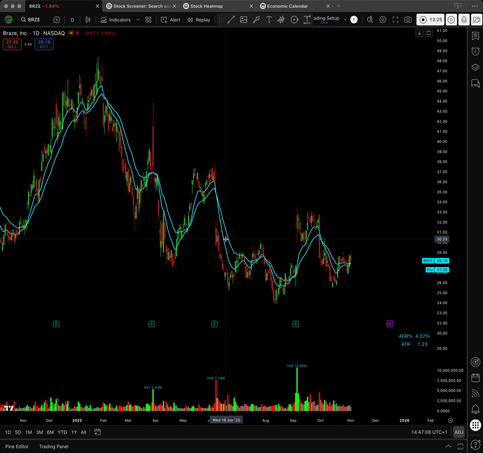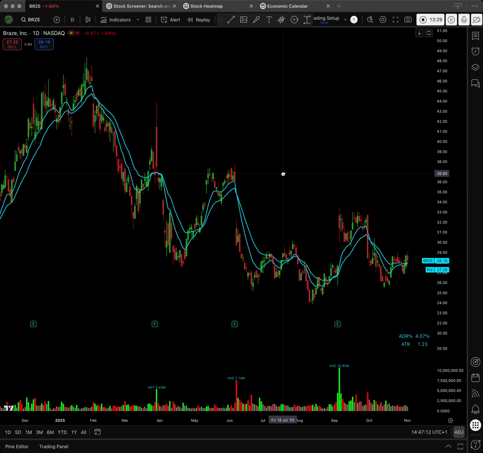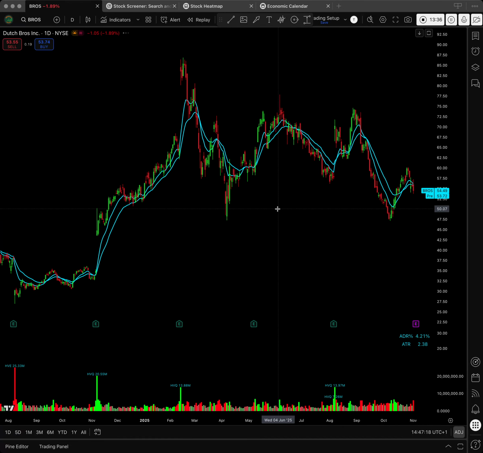So this kind of stuff, just stay away from it. There's no real trend. There's no edge. There's nothing. Here's another one. It's pretty much exactly where it was at the beginning of the year, guys. This is not trending. These are not the trending stocks that we want to find and that we want to play.